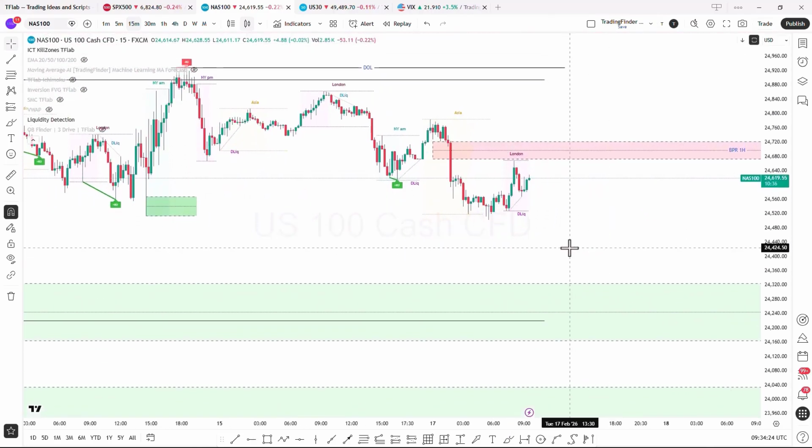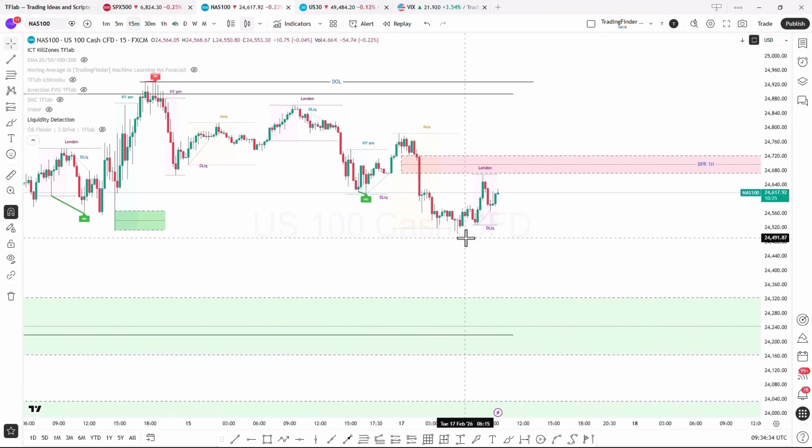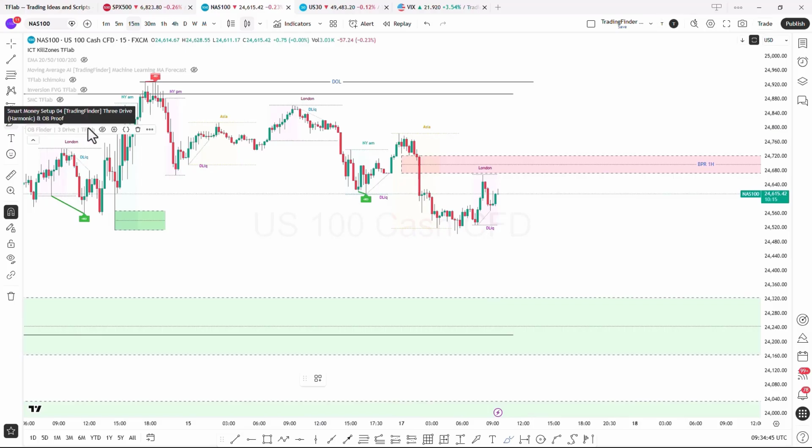Nasdaq's price movement during the Asian session. We can see that it made an aggressive move downward. It swept the liquidity on the sell side and eventually was accompanied by a bullish correction, which is typical for smart money trading style, and ICT traders can use the liquidity finder or liquidity detection indicator to identify the liquidity level.